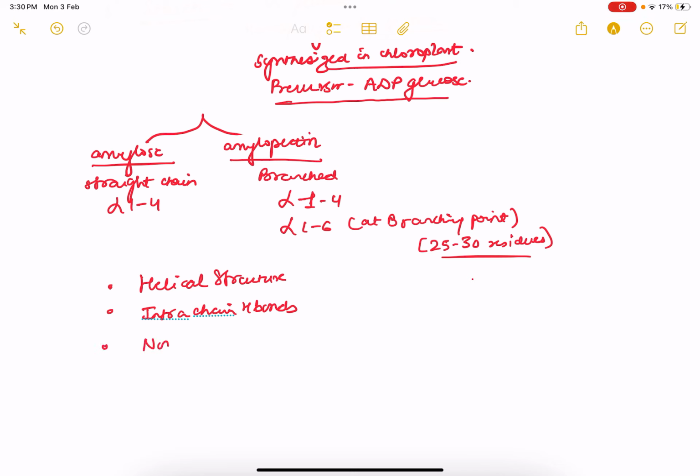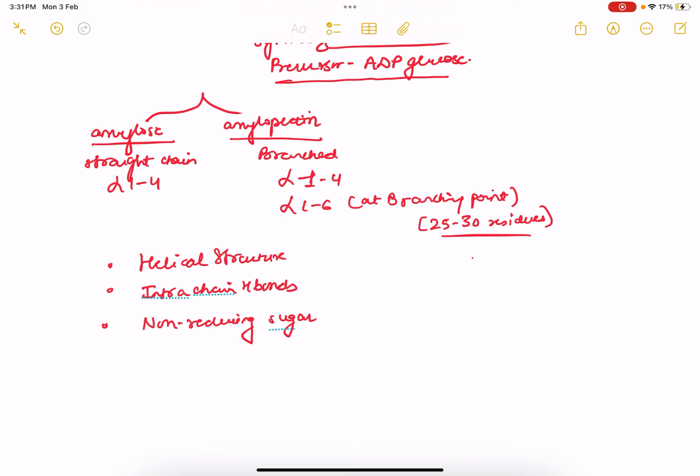It is a non-reducing sugar. Why is it a non-reducing sugar? Because there is no free aldehyde or ketonic group, since all the aldehyde and ketonic groups are taking part in the bond formation. So there is no free aldehyde or ketonic group. That is why it is a non-reducing sugar.